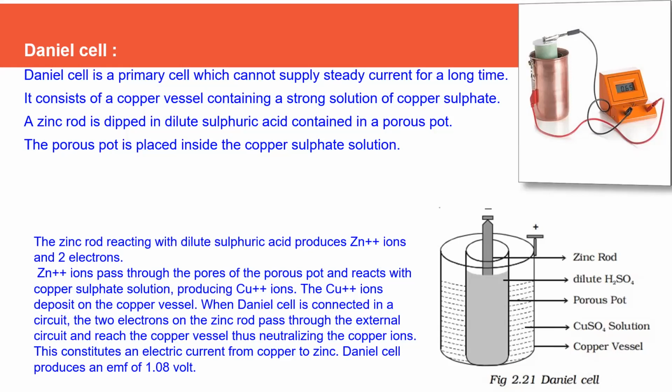When the Daniel cell is connected in the circuit, the 2 electrons on the zinc rod pass through the external circuit and reach the copper vessel, neutralizing the copper ions. This constitutes an electric current from the copper to zinc, and this type of Daniel cell is known to produce an EMF of 1.08 volt.